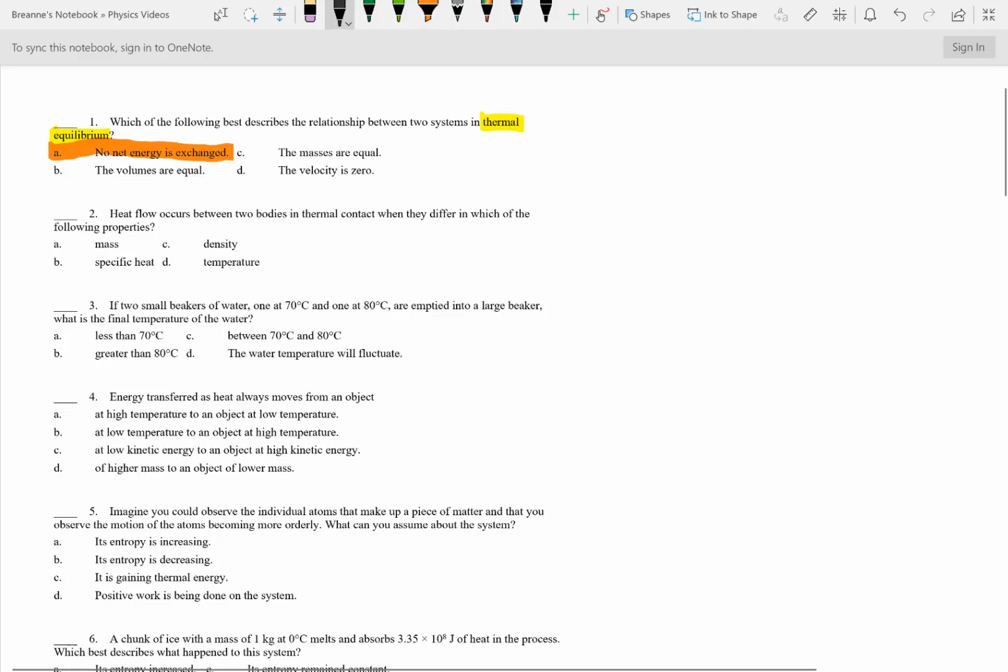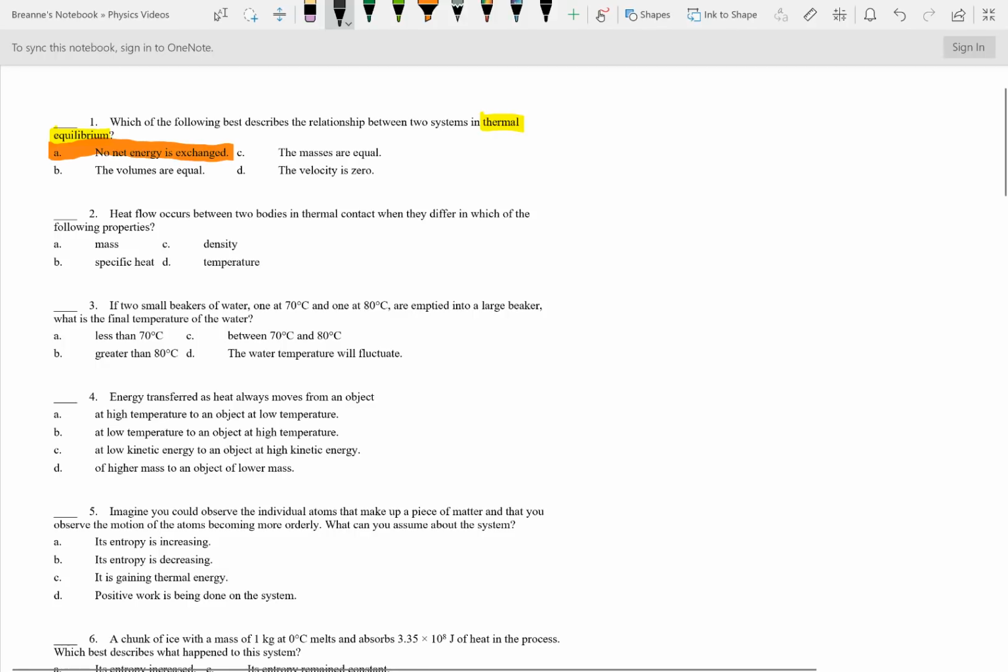Because if it's balanced, remember in the 0th law of thermodynamics, it states that everything wants to go to equilibrium. So if it's not in equilibrium, energy is going to transfer. But if it is, no more energy transfer. So there we go, question 1 down.